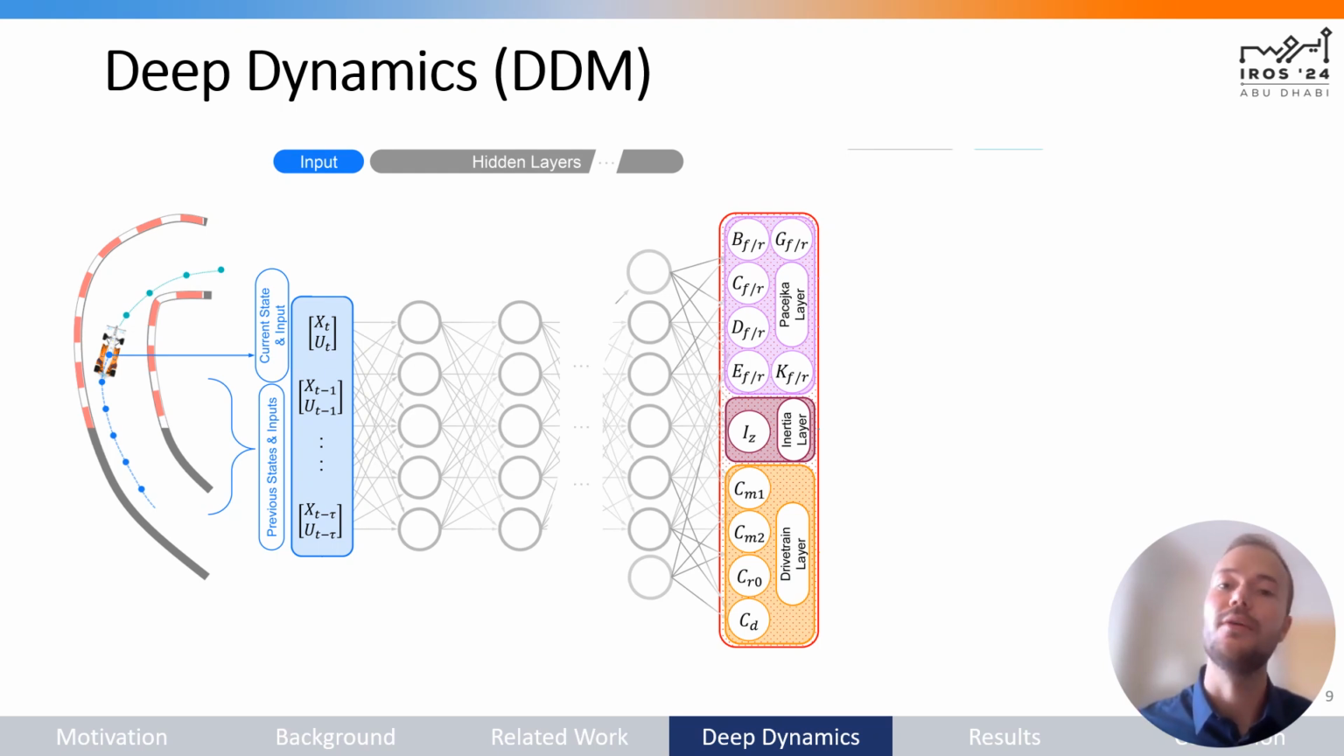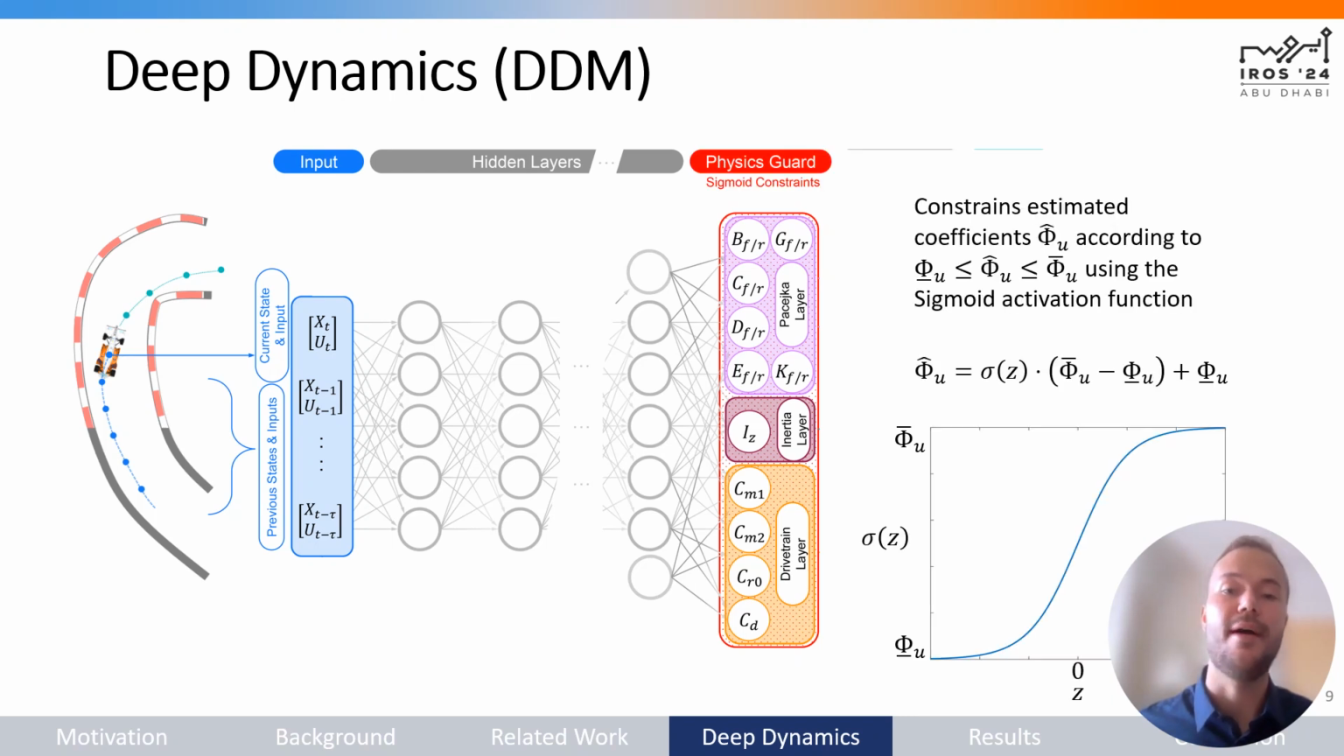Now, importantly, we're also going to constrain the value of each coefficient using what we call our physics guard layer. Here we're going to use the known bounds for each coefficient and scale the coefficients estimated by the neural network using the sigmoid activation function with these upper and lower bounds. So again, we're ensuring that our neural network is always going to predict meaningful coefficients.